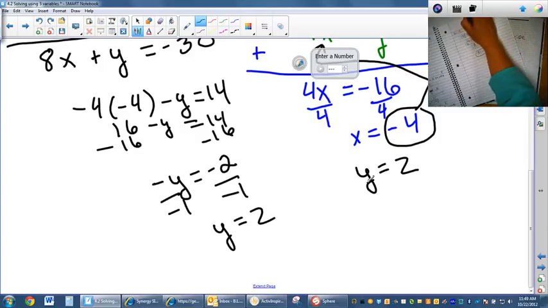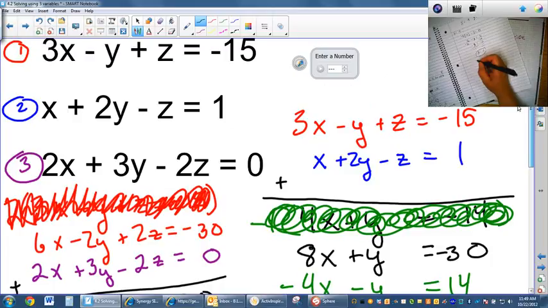The last step is I want to plug negative 4 in for x and 2 in for y back into one of these original equations. Give me 10 more seconds here, okay?